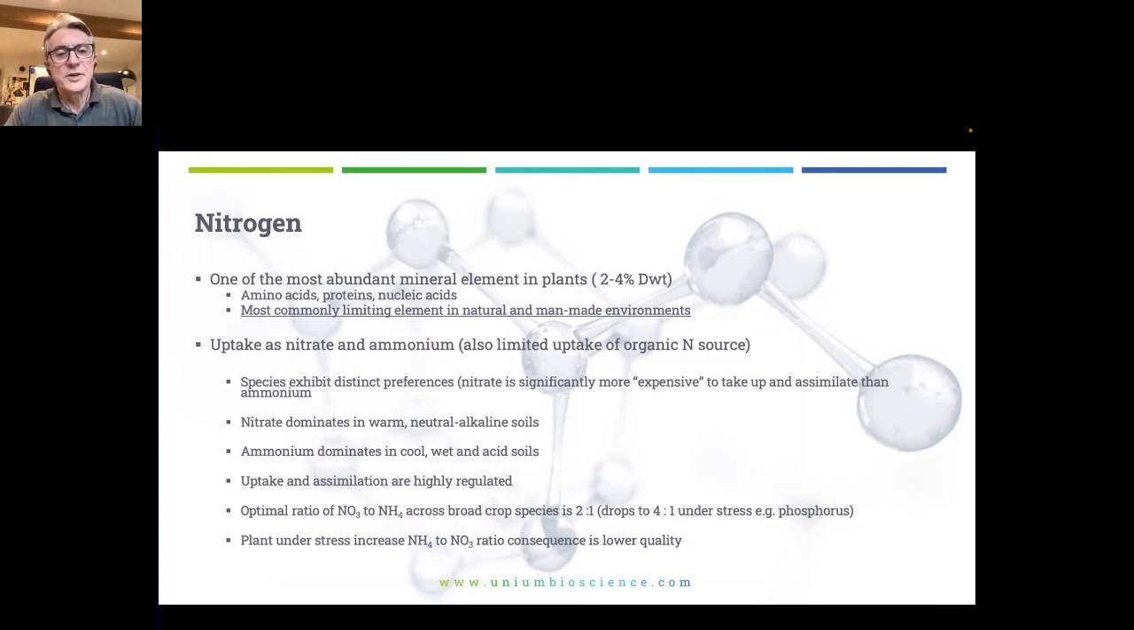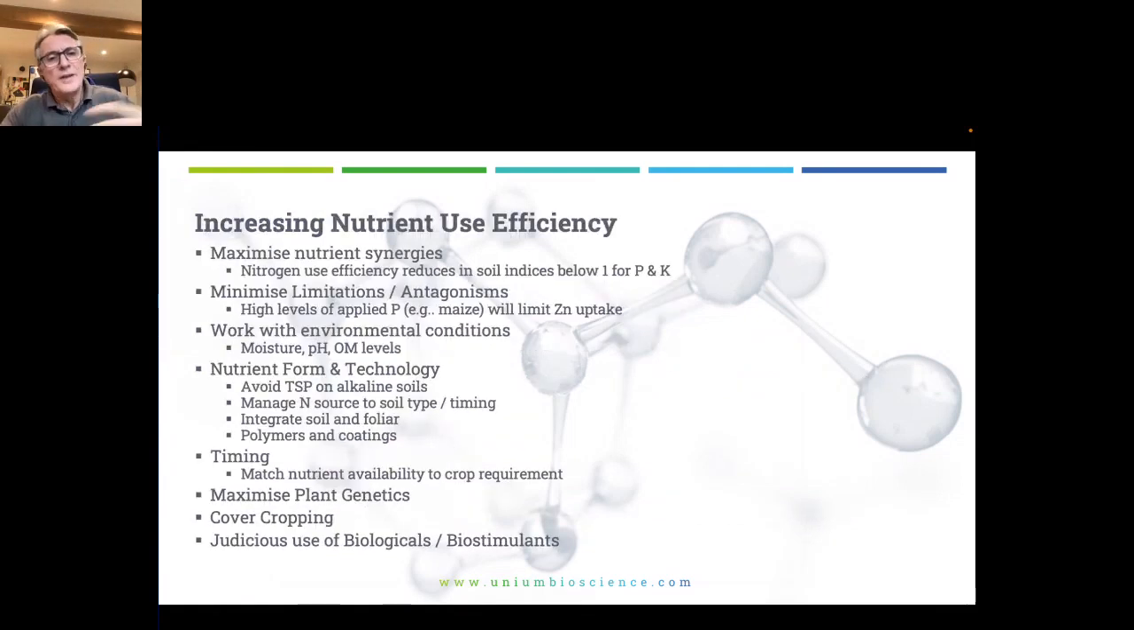And what you see is there's an optimal ratio of nitrate to ammonium around 2:1, depending on species. This can drop significantly to 4:1 under different stress conditions, particularly things like phosphorus. So when we are considering one nutrient, we have to look at others in association with it. When you look at nutrient efficiency, there are many factors, whether this is nitrogen or nutrients in general, that can have a major implication on its availability, its assimilation, and its utilization in producing yield and also quality.